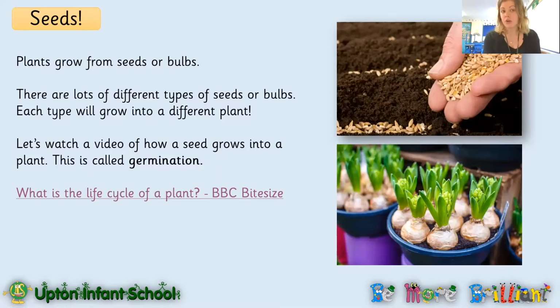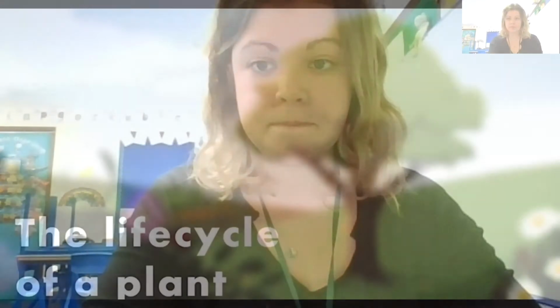So plants grow from seeds or bulbs. And there are lots of different types of seeds or bulbs. Each type will grow into a different plant. So we're going to watch a video now of how this happens, how a seed grows into a plant. And this is called germination. So I'm going to stop sharing my screen and I will share our video, how a seed becomes a plant.